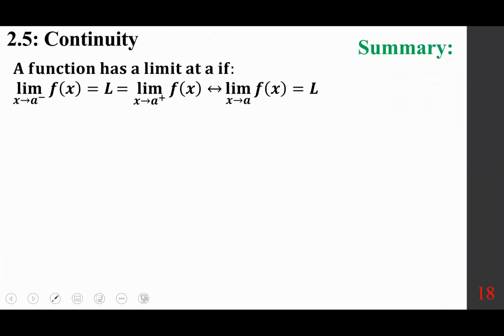Let's go to continuity. In essence, we've already discussed that. A function has a limit at a if the limit of f of x as x approaches a from the left equals L, and that is equal to the limit of f of x as x approaches a from the right, meaning the limit exists. The limit of f of x as x approaches a equals L.